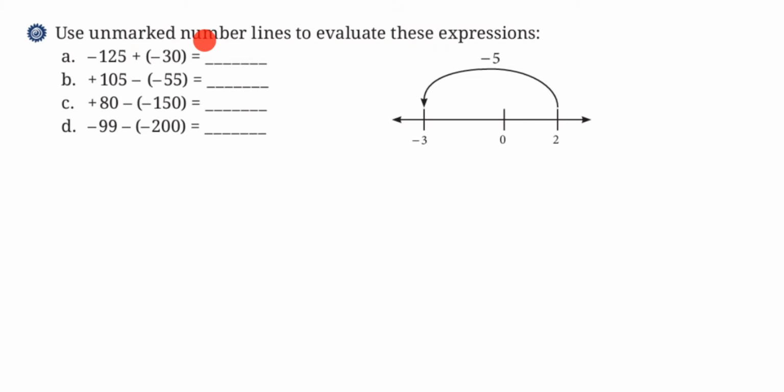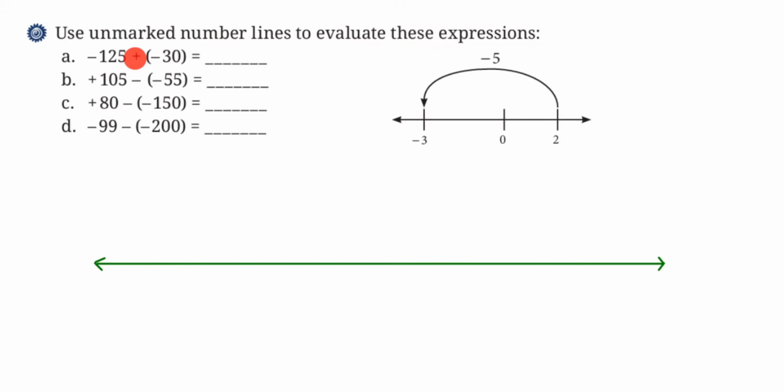So let's take the line here, and here we have a question on both addition and subtraction of integers. So the rule is a bit different when you're adding and when you're subtracting. So let's see the difference here. So when you have an addition, like in the first question, the operation is addition, right? So how to do it? You're adding minus 125 and minus 30.